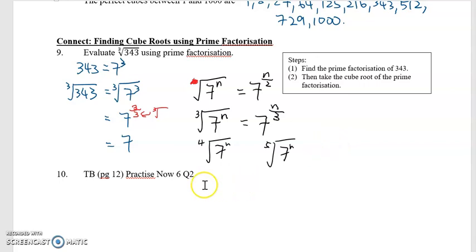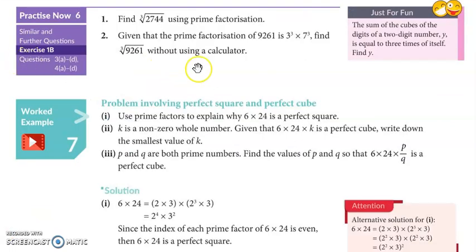Let us now try page 12, Practice Now 6, question 2. Given that the prime factorization of 9261 is 3 cube times 7 cube, they want you to find the cube root of 9261 without using a calculator.